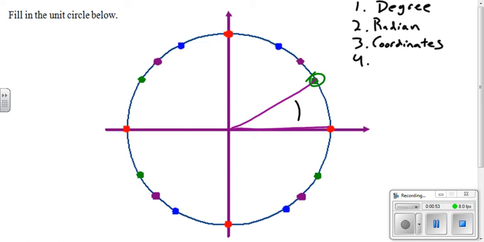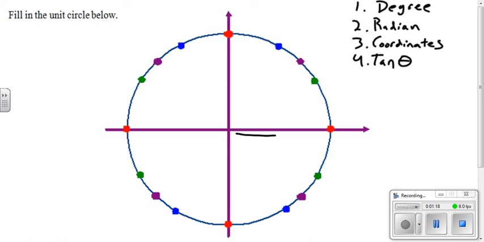So in this case, this angle theta here, you're going to need to know the tangent. So you need to know the degrees, the radians, the coordinates, and the tangent of each. And I'll show you exactly what all those are here. First, we're going to go ahead and just do these red ones first. These ones are a little bit easier.